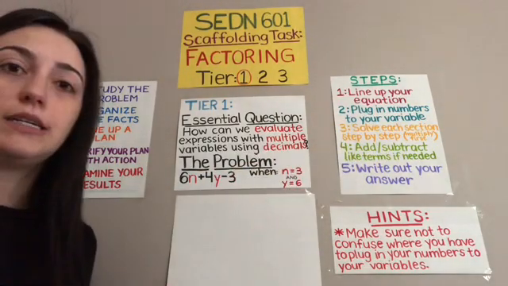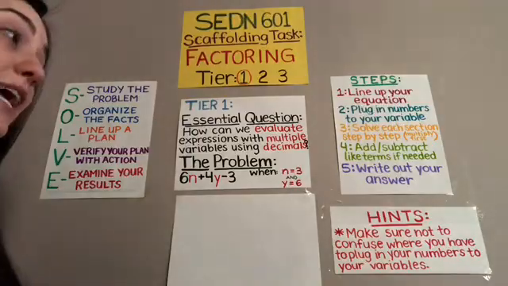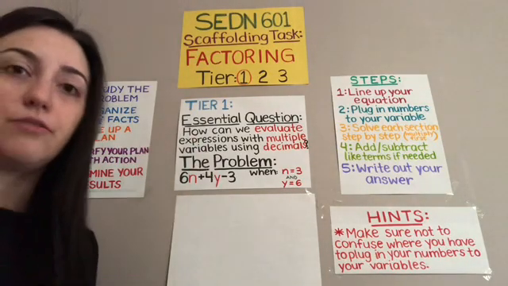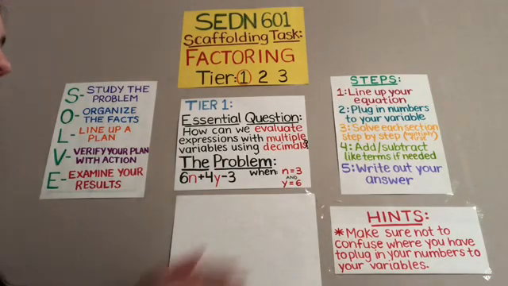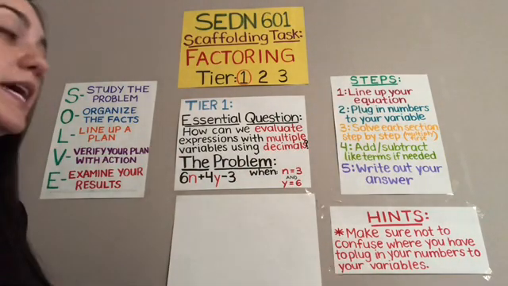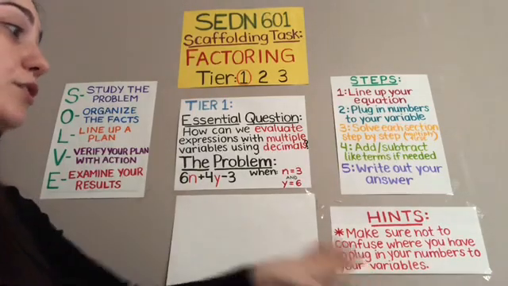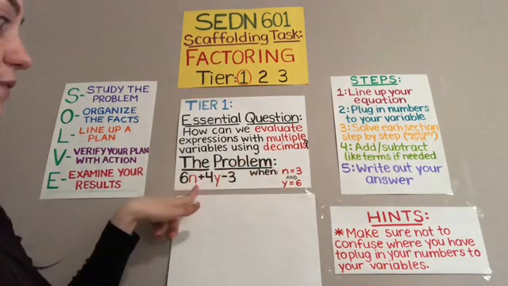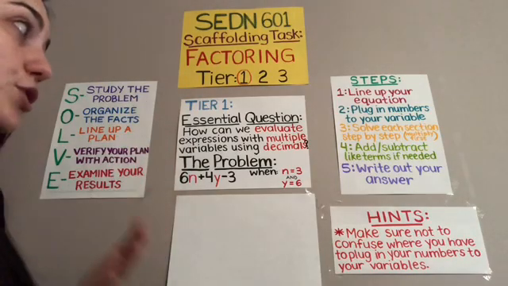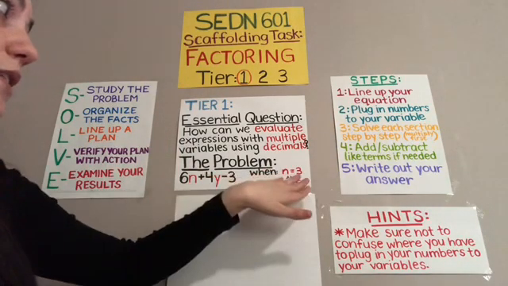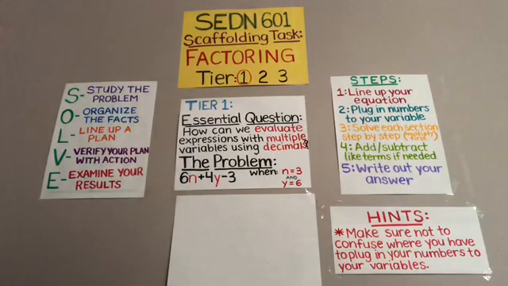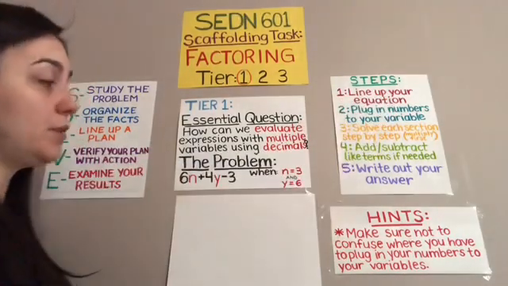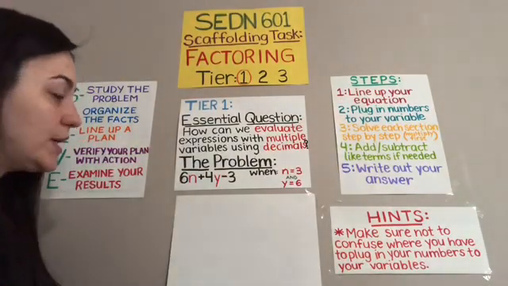Now these students need steps. They need to know that they are doing the right thing from start to finish. So we're gonna do this together and we're gonna follow the steps. We have a hint here for them too to make sure to not confuse where to put the numbers to their variables. The students should know what their variables are. They should understand that numbers should be plugged into their variables. So we're going to start off by step number 1. Line up the equation. We're going to rewrite the equation.